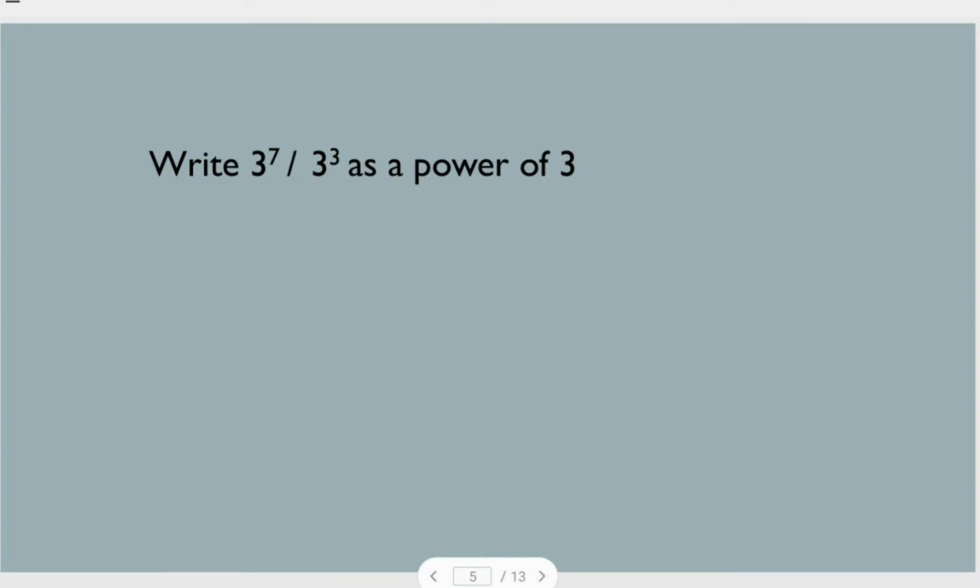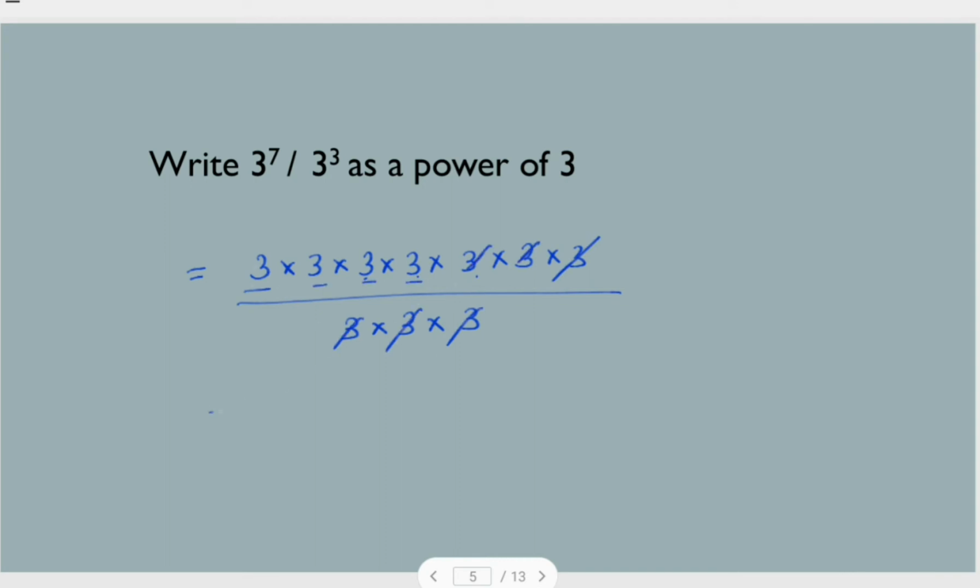As the next example, I'm taking a division. If I do it in the usual way, you get 7 threes on the top, divided by 3 to the power 3. So I can cancel the 3's against each other and 4 are left. 3 to the power 4 would be your answer. But instead of that, you can subtract the values and straight away get the answer.